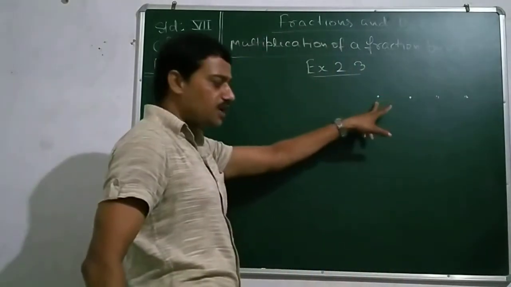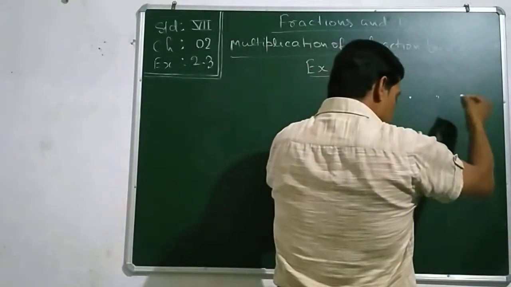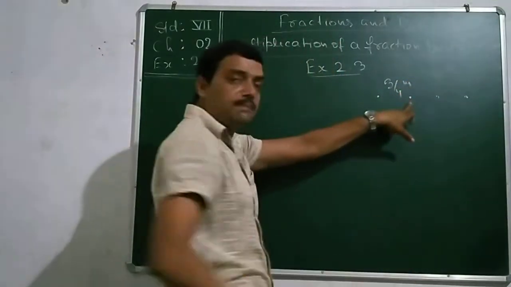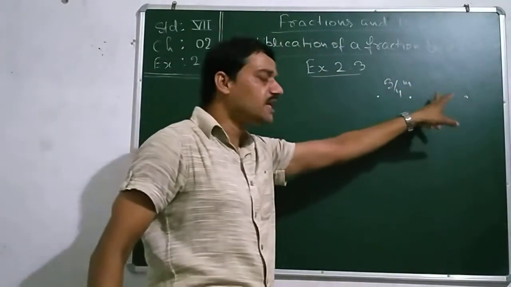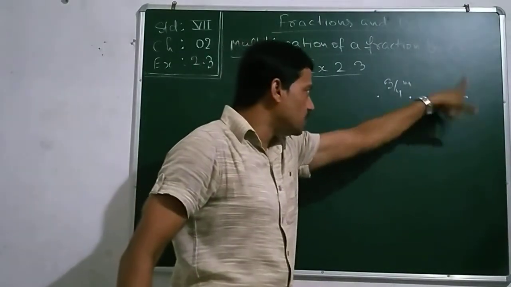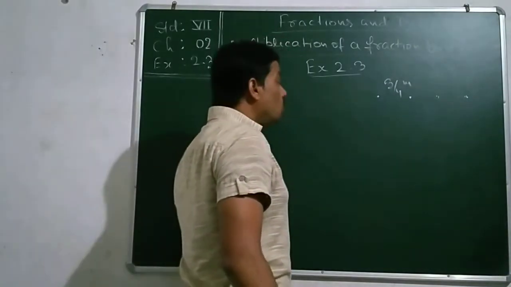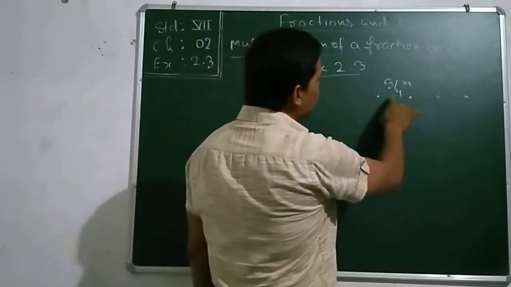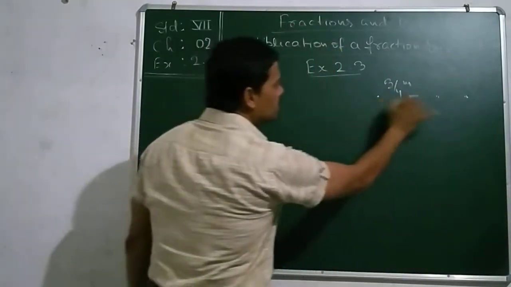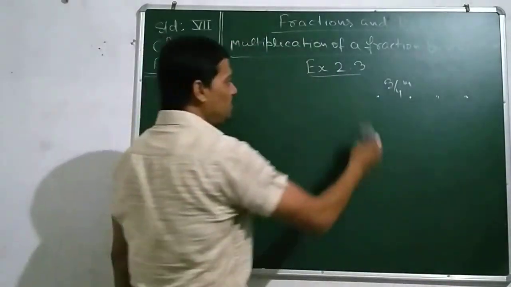1 sapling is planted here. After that, at a distance of 3 by 4 meters, the second sapling is planted. Once again after a distance of 3 by 4 meters, once again after a distance of 3 by 4 meters, saplings are planted. So the distance between each sapling is 3 by 4 meter, and we need to find out the distance between the fourth and first sapling. So the language of the sum you may write like this.